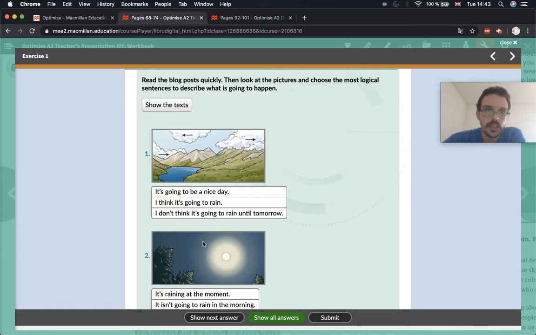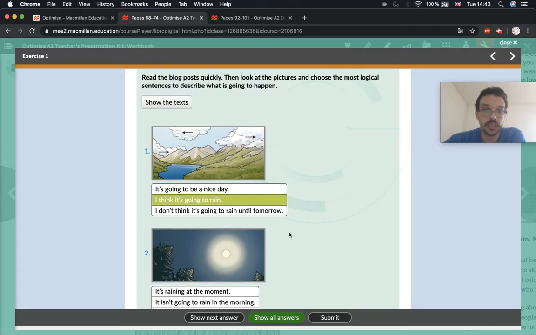So we said it's going to be a nice day. I don't think it's going to rain. I don't think it's going to rain until tomorrow. All right, so if you read the text, the logical answer, the clouds here are moving. I think it's going to rain.